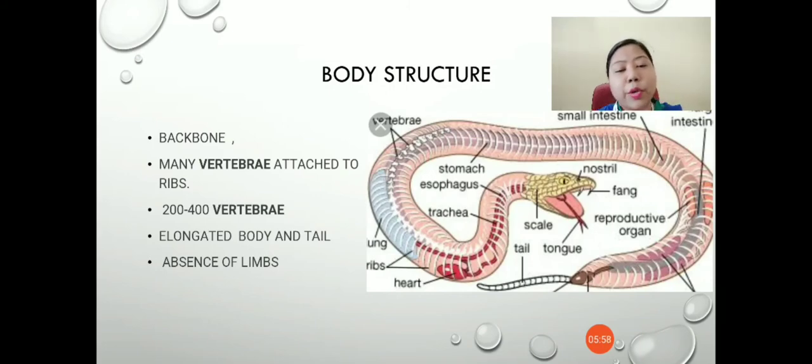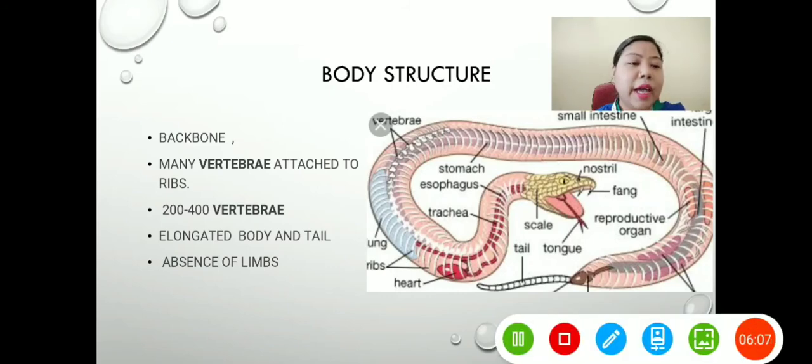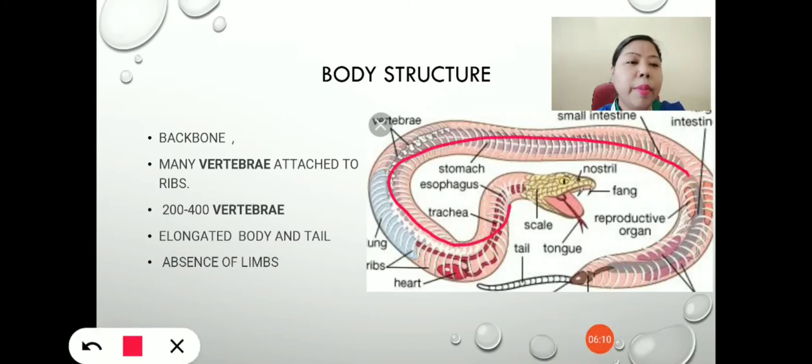Now let's look at the body structure of the snake. The snake has a long backbone. As you can see, the snake has a long backbone, and many small bones are attached to it. These small bones, as we have already studied in the human rib cage, are called vertebrae. And they are attached to the ribs. Around 200 to 400 vertebrae are present, and the body is elongated, and it also has a tail at the end of the body.